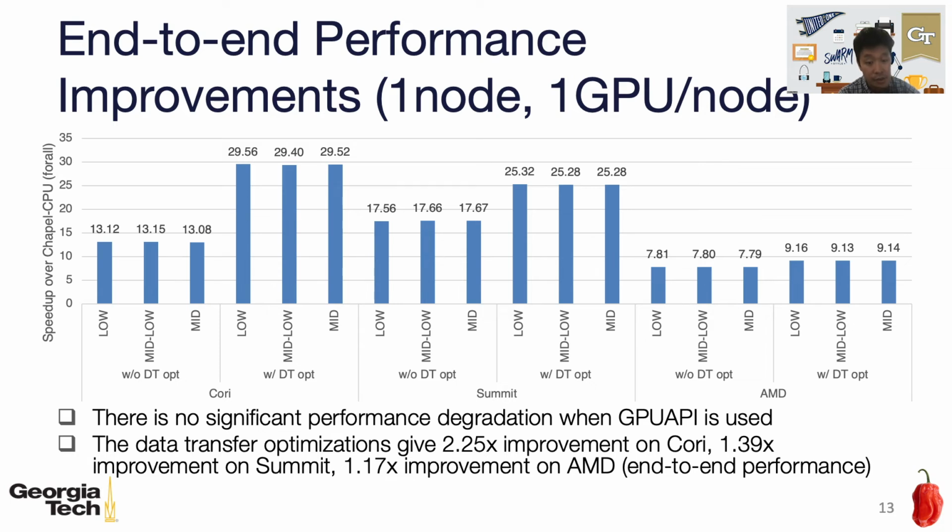We also see the significant performance impact of the data transfer optimization, which gives 2.25 times performance improvement on Cori, 1.39 times performance improvement on Summit, and 1.17 times performance improvement on the AMD machine.